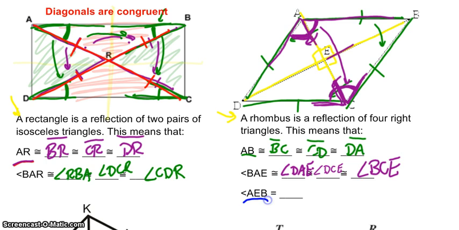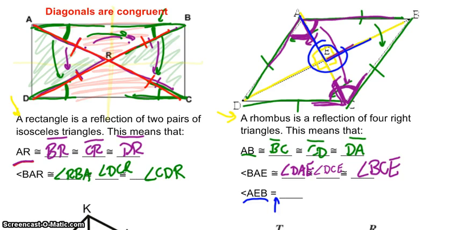Lastly, it asks about angle AEB, this angle right here. Now it has an equal sign, which means it's not looking for another congruent angle, it's looking for the measure of that angle. Well, we just talked about how this is four right triangles, so all of those will have to be 90 degrees each. I mean, that makes sense.